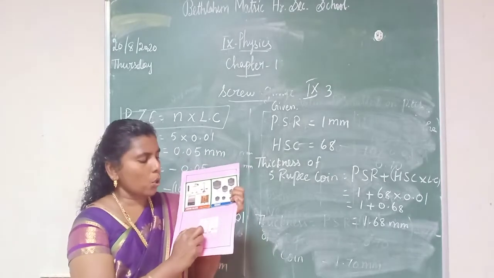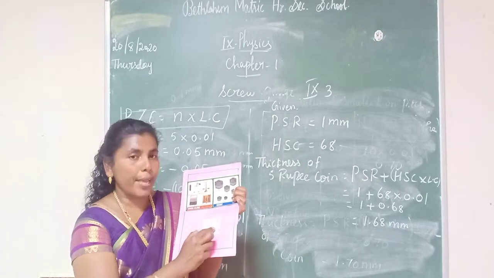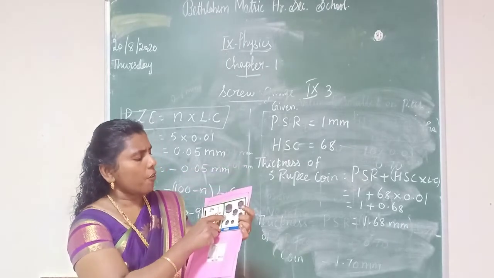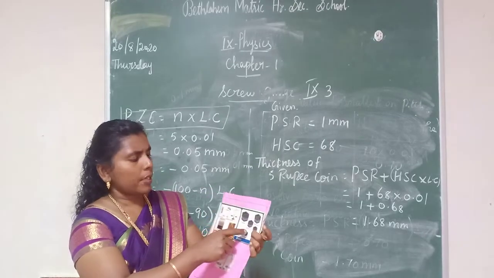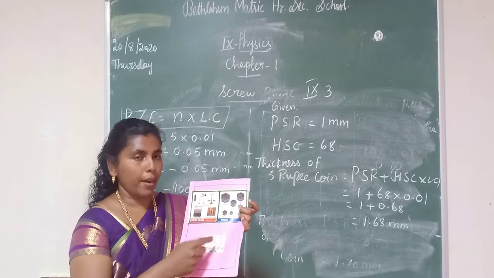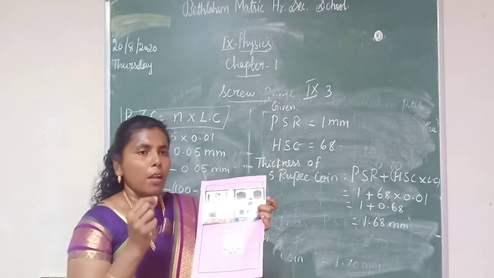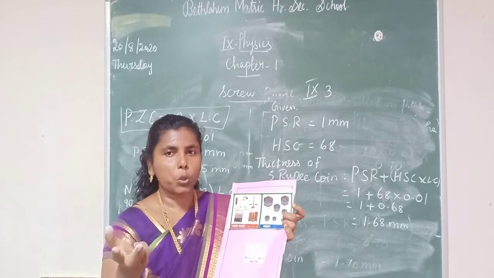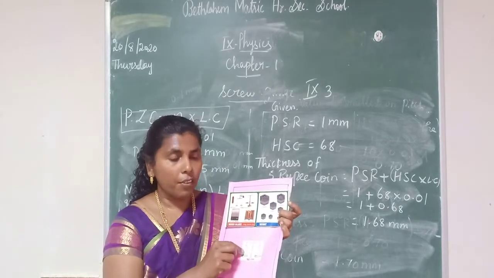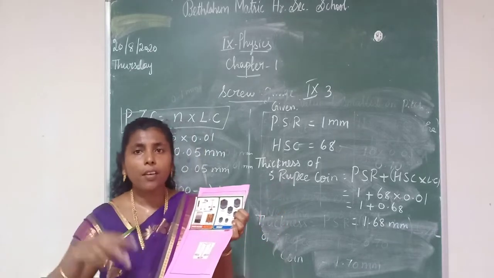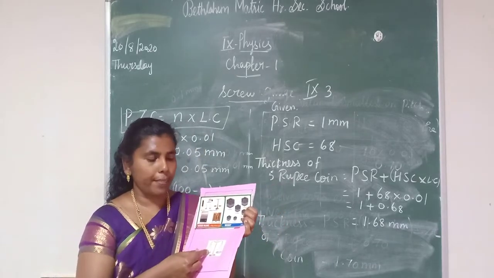Here two pans are there. In one pan we have to use the standard weights, like 5 kilogram, then 1 kilogram, 2 kilogram. The standard weights we have to use in one of the pans. In the next pan we put the object whose mass we are going to measure. So the standard weights on one side, and the object we are going to measure on the other.